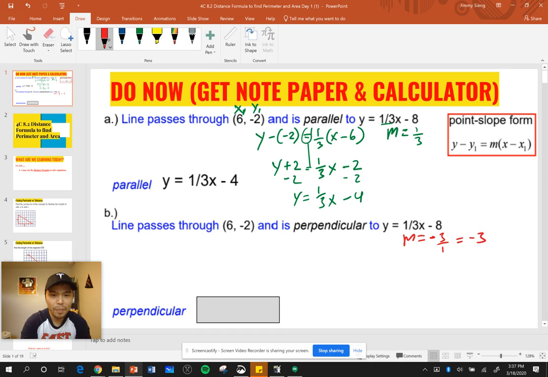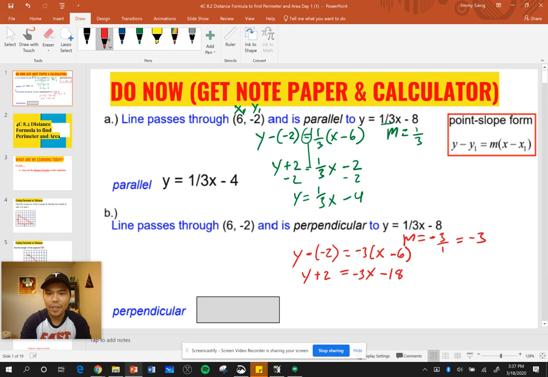When I use point-slope form again, I need to find the line perpendicular to y = 1/3x - 8. So I'm going to say y minus y1, that's the same y1 as before, equals -3 times the quantity x minus x1, which is 6, okay? So go ahead and simplify that. We get the same stuff going on here, right? y plus 2. But distributing that, we get -3x minus 18, okay?